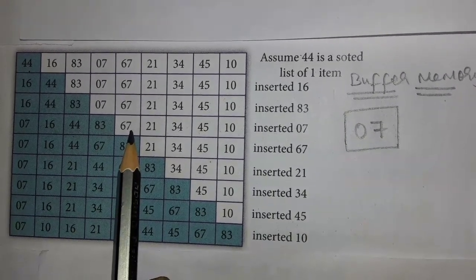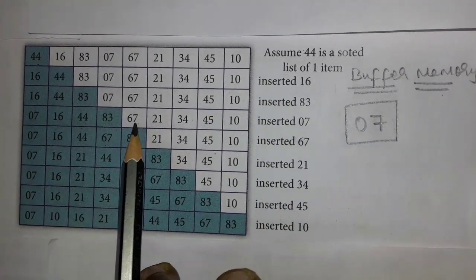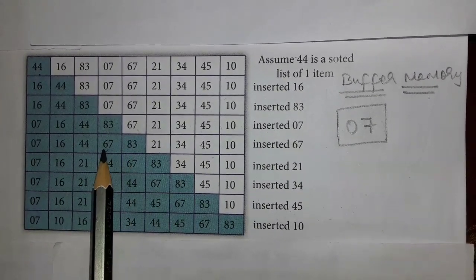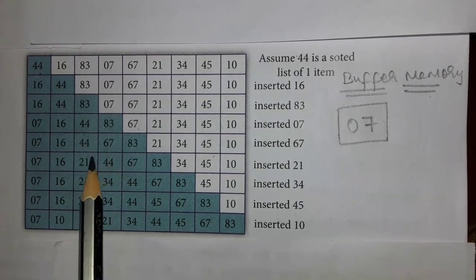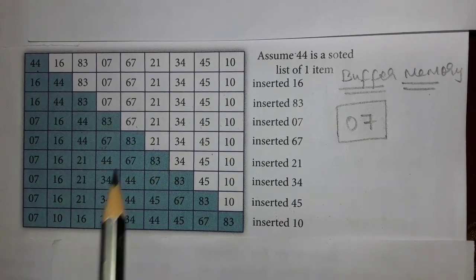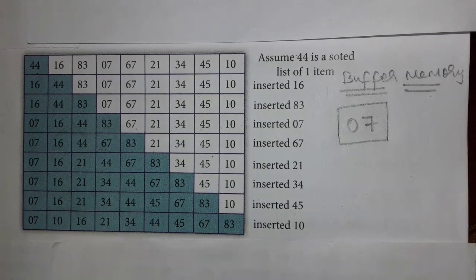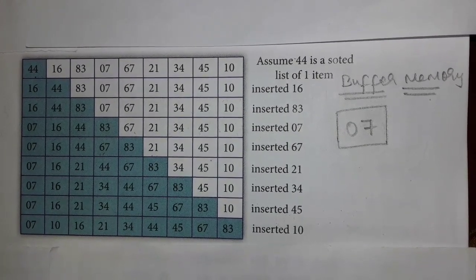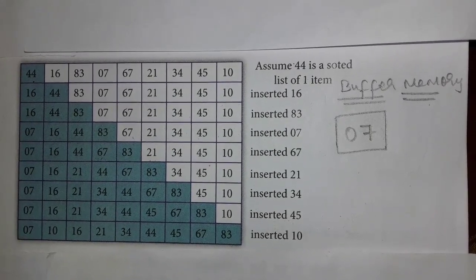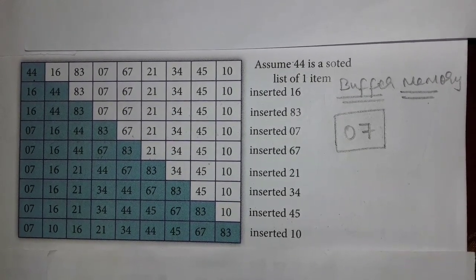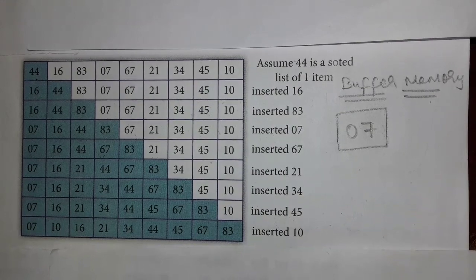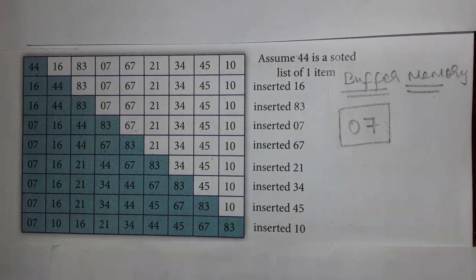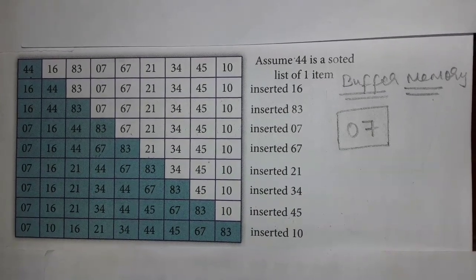Next is 67. 67 has to be placed after 44. So it will be brought here. Then 21. So 21 will come after 16. So that place becomes empty and the value 21 will be taken to that position. So in each and every place, the smallest element will be searched. It will be taken to the correct position. This is called insertion sort.